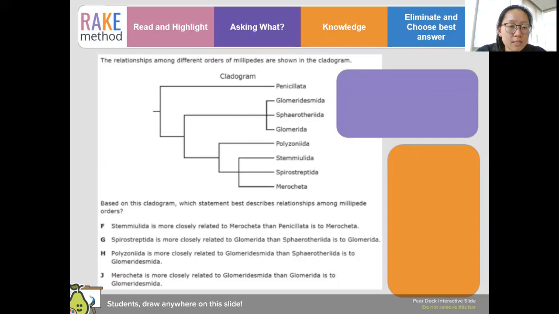H says Polyzonida is more closely related to Glomerodesmida than Spherotherida is to Glomerodesmida. Lastly, J says Mariquita is more closely related to Glomerodesmida than Glomerita is to Glomerodesmida. And so the names might not be useful to you again, but the cladogram is really useful because it has a visual representation of who is in the same little branch together, who branched out a lot further on the left from each other.